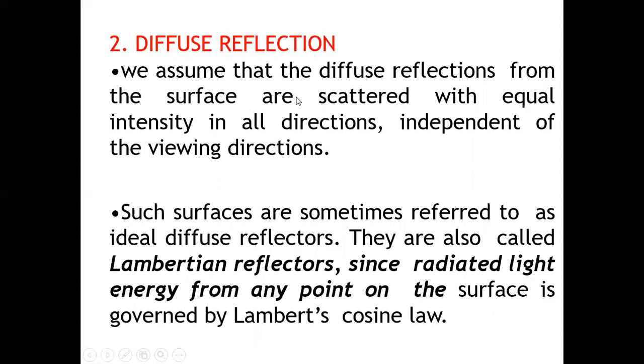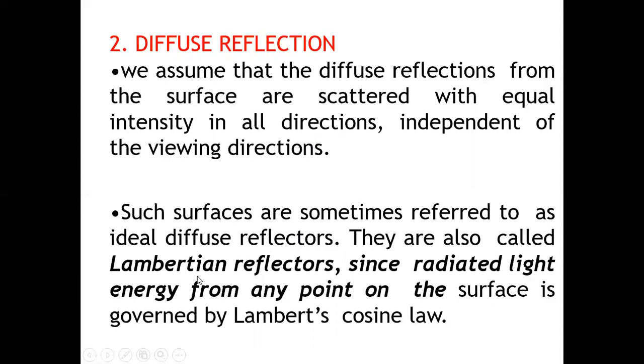At that time, the light is reflected in all directions. It is scattered with an equal intensity in all directions, independent of the viewing direction. The viewer is not considered in diffuse reflection. Such surfaces, which reflect the light in all directions, are referred to as ideal diffuse reflectors.